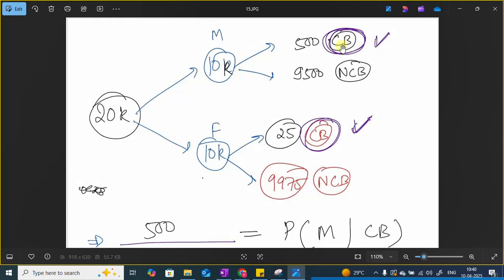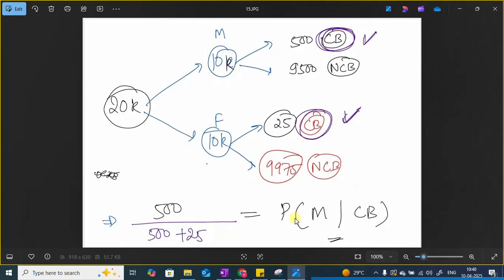So in short, I'm writing CB, color blind. 5% of 10,000 means 500 people. Now, how many people are not color blind? Which are men? That is 10,000 minus 500, 9,500, not color blind, NCB. Fantastic. Now, 0.25 percentage of female are colorblind. So 0.25 percentage means out of 10,000 nothing but 25. So 10,000 minus 25 is nothing but 9,975 is not colorblind.